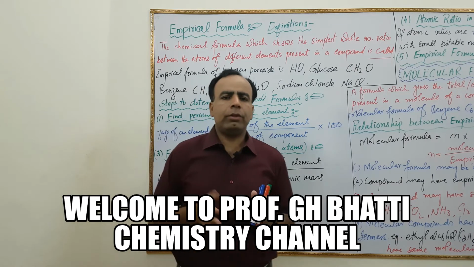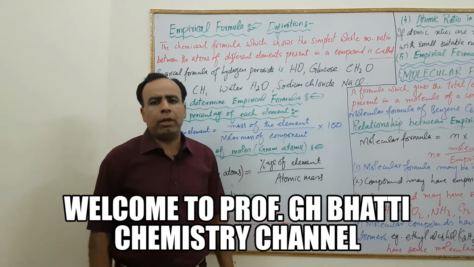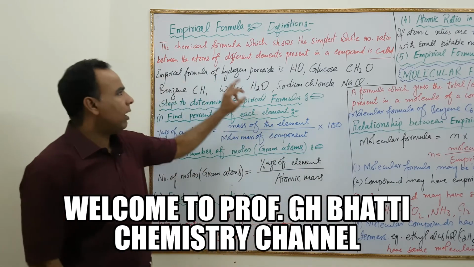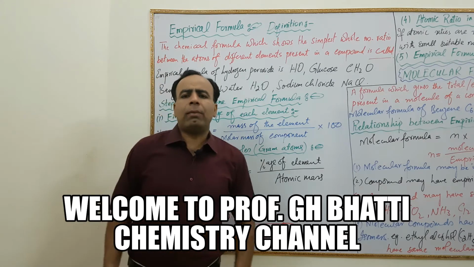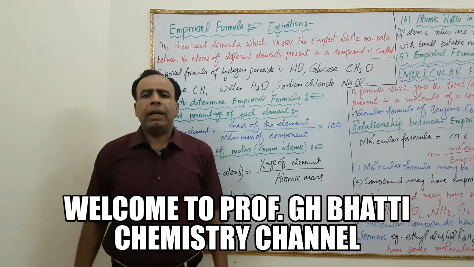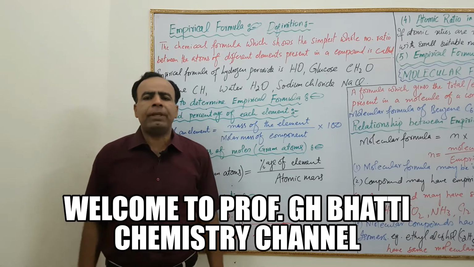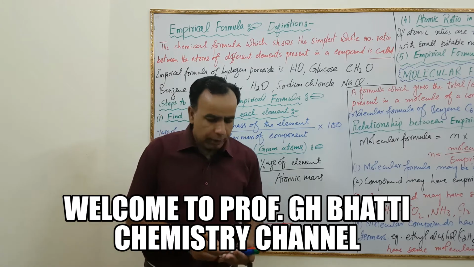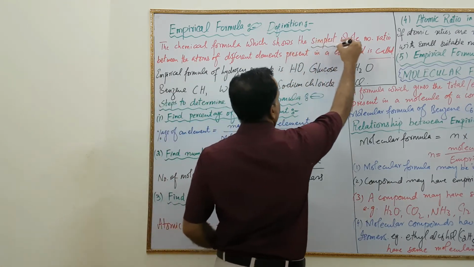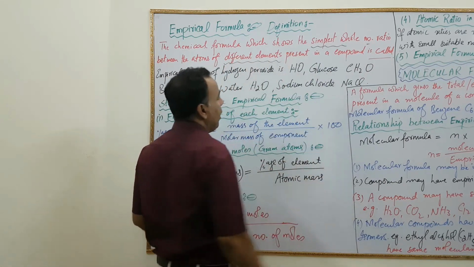The topic of today's discussion is empirical formula and molecular formula. Now, what is empirical formula? What is its definition? The chemical formula which shows the simplest whole number ratio between the atoms of different elements present in a compound is called empirical formula. Dear students, it shows the simplest whole number ratio between the atoms of different elements present in a compound.